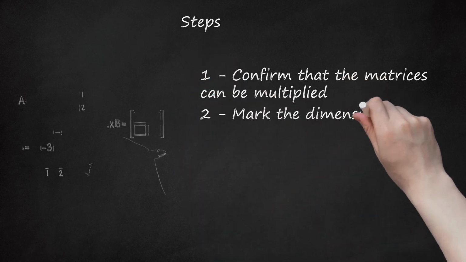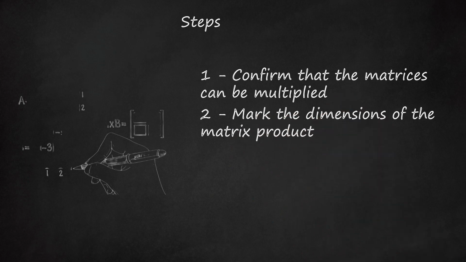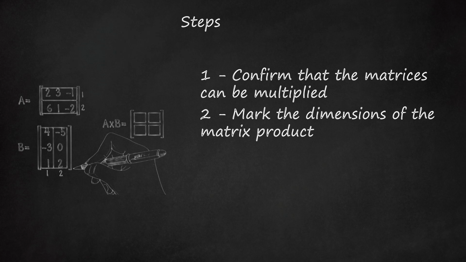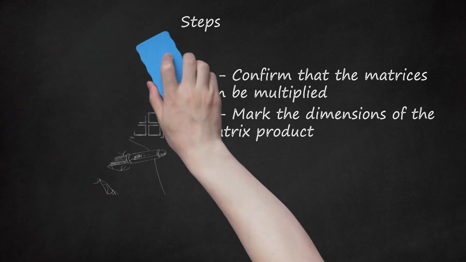2. Mark the dimensions of the matrix product. Create a new blank matrix that will mark the dimensions of the matrix product, the product of the two matrices. The matrix that represents the product of matrix A and matrix B will have the same number of rows as the first matrix and the same number of columns as the second matrix. You can draw blank boxes to indicate the number of rows and columns in this matrix. Matrix A has 2 rows, so the matrix product will have 2 rows. Matrix B has 2 columns, so the matrix product will have 2 columns. The matrix product will have 2 rows and 2 columns.